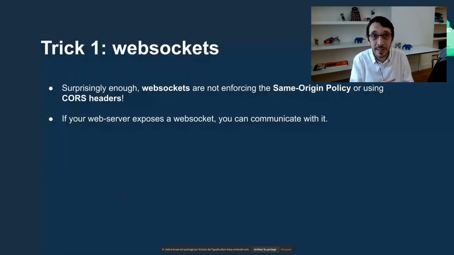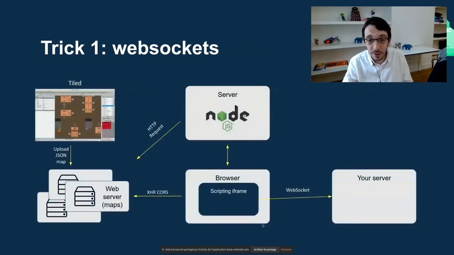The first trick is actually using WebSockets. Surprisingly enough, I was not aware of that, but WebSockets are not bound to the same origin policy as XHR. In any web page, if you open a WebSocket, you can connect to absolutely anywhere, which is pretty cool. So it means that from the scripting API, if I open a WebSocket, I can connect to any server, a server I own, to share state, to get data, whatever. I can do this on WebSocket instead of doing this with XHR.